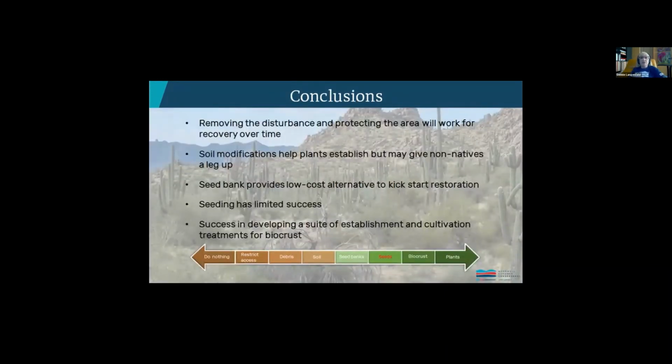So we've reviewed the results of 4 of our restoration projects. What can we tell Dan and Mary to help them determine the best treatments to use to restore the damaged areas they identified? We've shown there are various things to consider when making restoration decisions and how complex it can be. Restricting access will work for recovery over time. Soil modifications do help plants establish, but with the caveat that they help non-native plants establish too. Seed banks are low-cost alternatives. Seeding had limited success, and Biocrust can be grown quickly and used in restoration efforts.